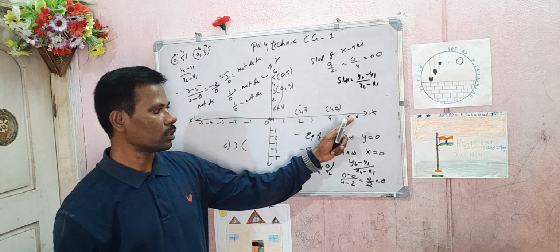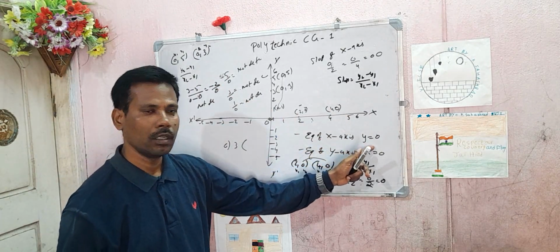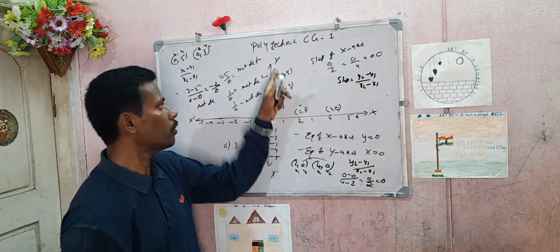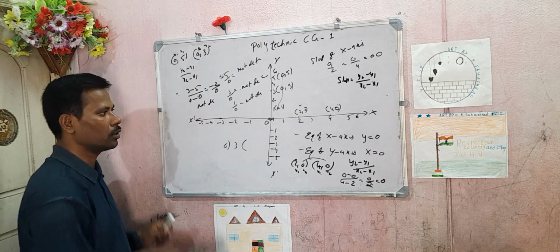So slope of x axis is always 0. Slope of y axis is nothing but not defined. Equation of x axis, y is equal to 0. Equation of y axis, x is equal to 0. Remember these points. They may ask in exam.